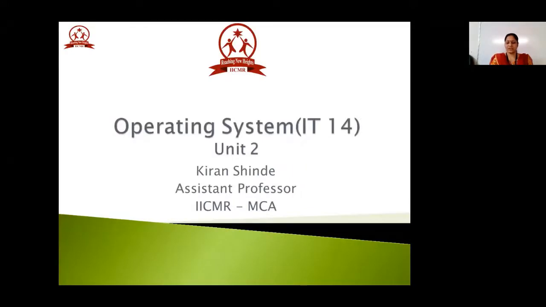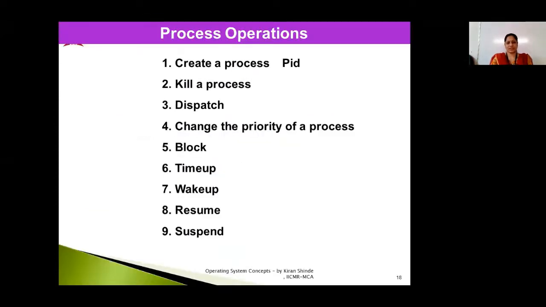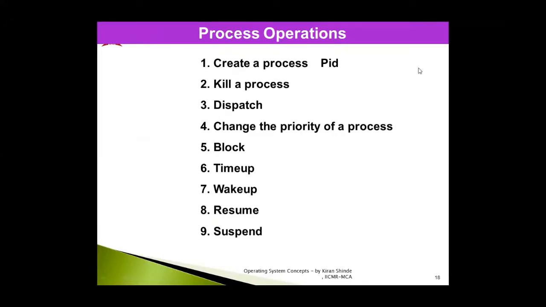Basically, we will be discussing the various operations that are performed on a process. Typically, these are the various operations performed on a process, such as creating a process, killing a process, dispatching a process, changing the priority of a process, blocking a process, timer and backup of a process, resuming the process back, and suspension of a process. So basically these are the nine various operations which are performed on a process with respect to the scenario or the environment which the operating system is dealing with.